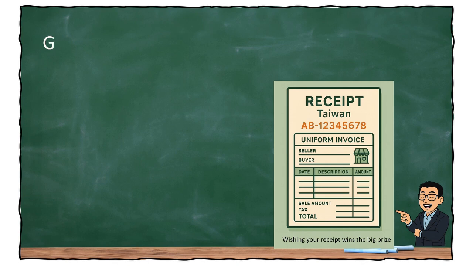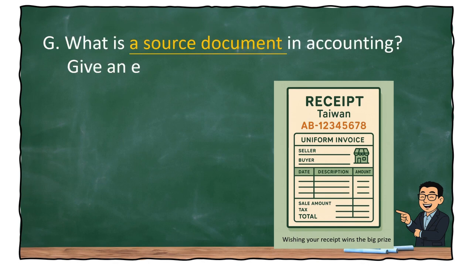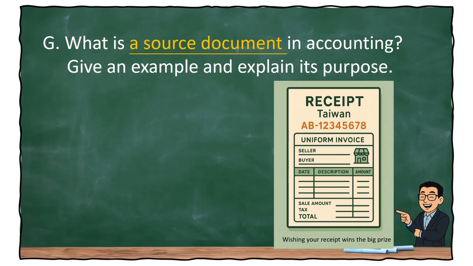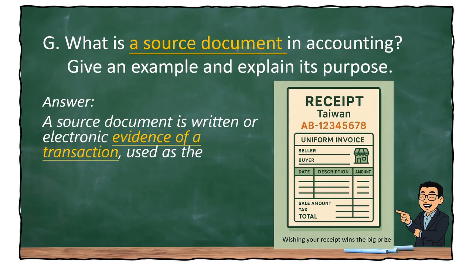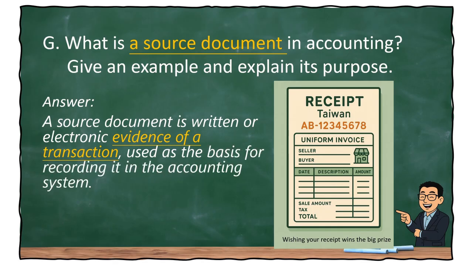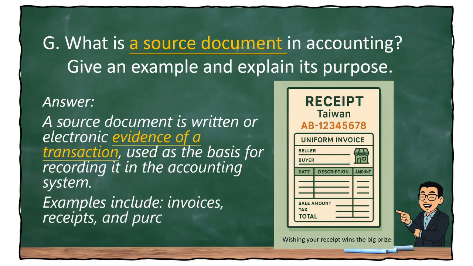Let's look at G. What is a source document in accounting? Give an example and explain its purpose. A source document is written or electronic evidence of a transaction, used as the basis for recording it in the accounting system. Examples include invoices, receipts, and purchase orders.